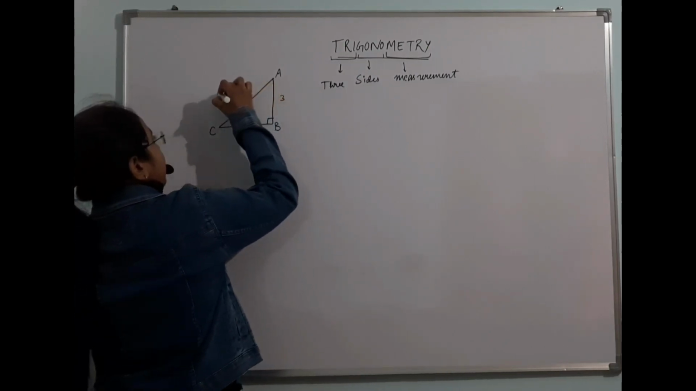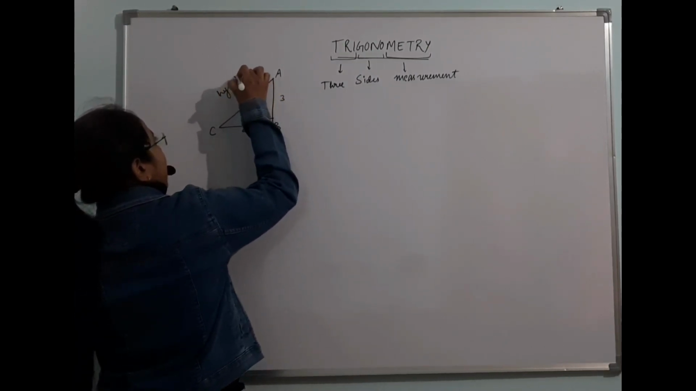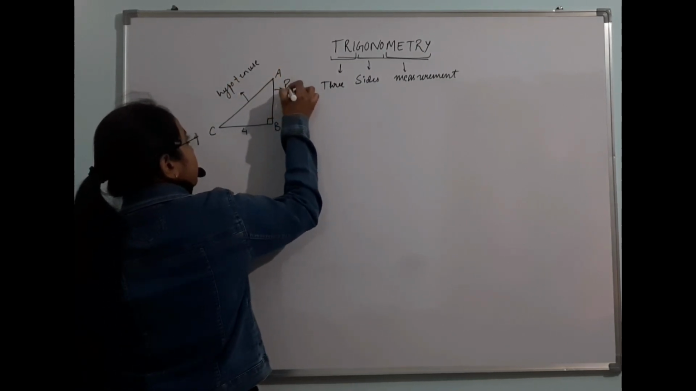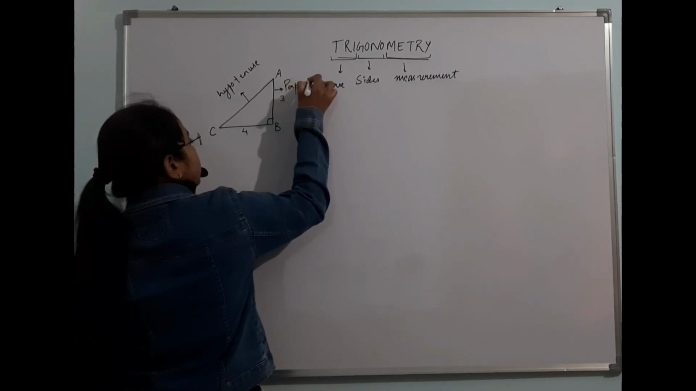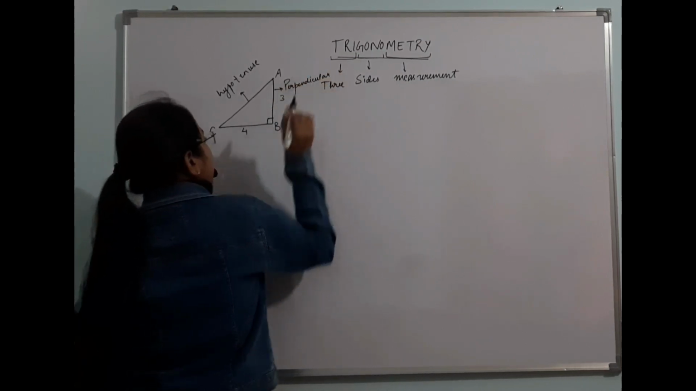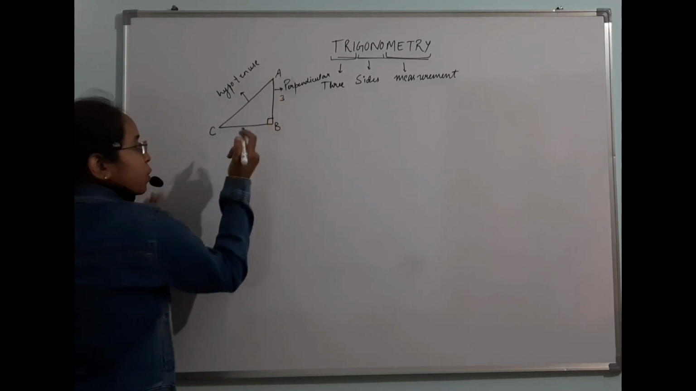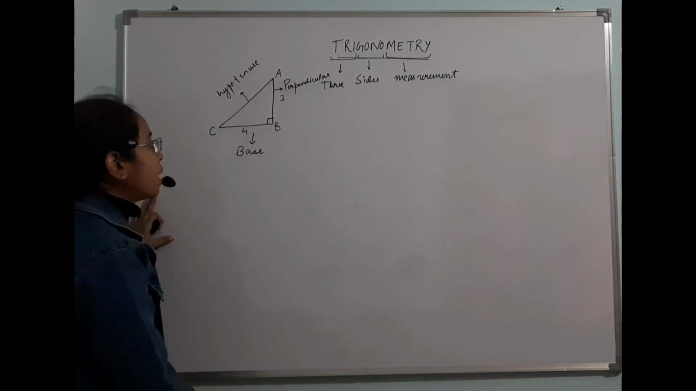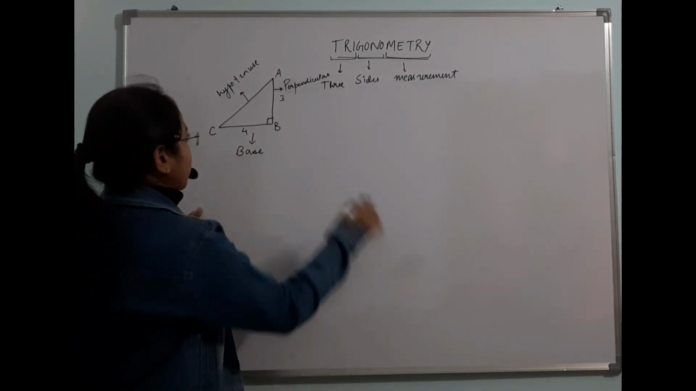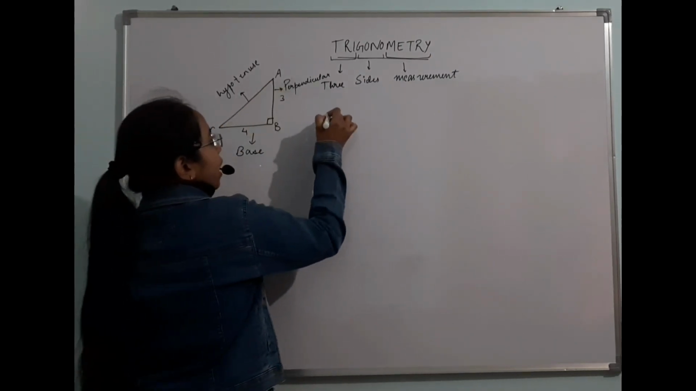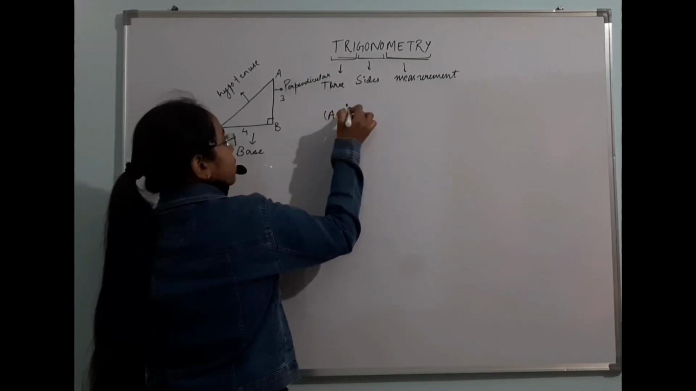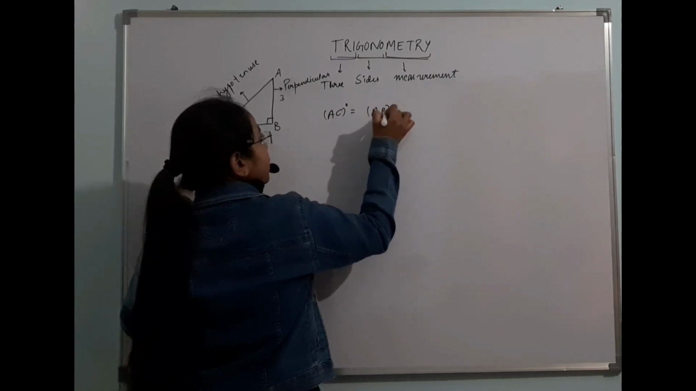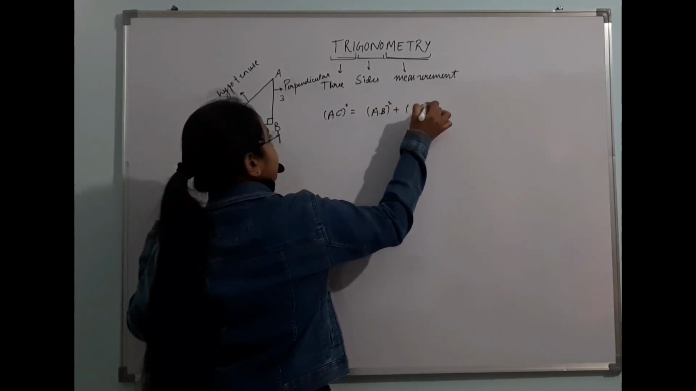And in a right angle triangle, the longest side is known as hypotenuse. This is known as perpendicular. And the side on which the triangle is standing is known as base of triangle. So we can easily apply Pythagoras theorem, which says that square of hypotenuse is equal to the sum of squares of the other two sides.